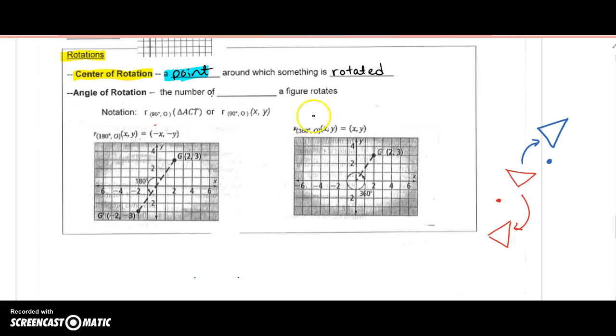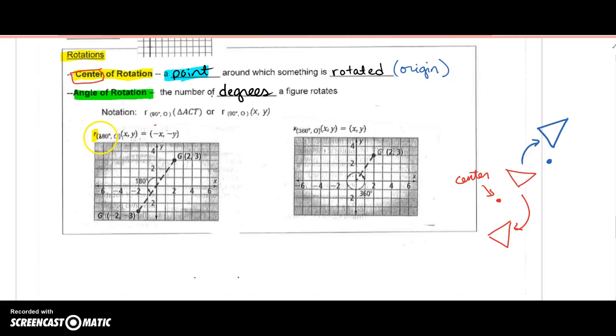So the point that you're turning around is called the center. This would be the center of rotation. Now, for simplicity, for our purposes, our center is going to always be the origin. So we're not going to be turning about other points. And you also have the angle of rotation. The angle of rotation is the number of degrees a figure rotates.